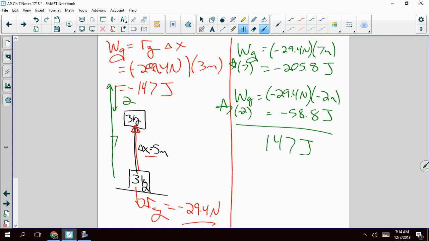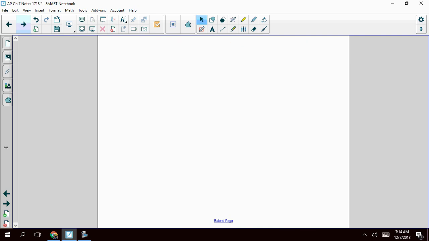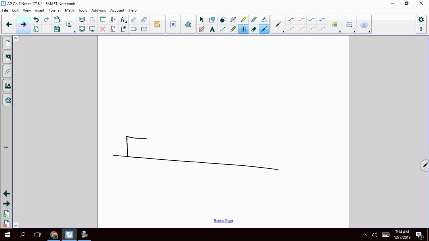All right, and so the work done on either path was still negative 147 joules. All right, let's try this with friction. So let's suppose we've got a box sitting on a floor, with the mass doesn't even matter here.